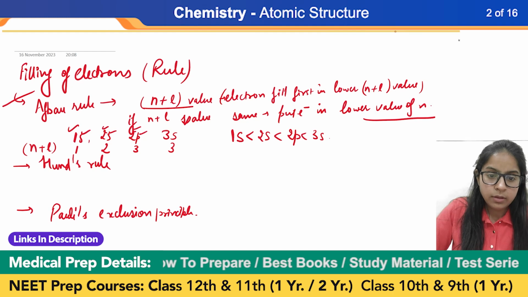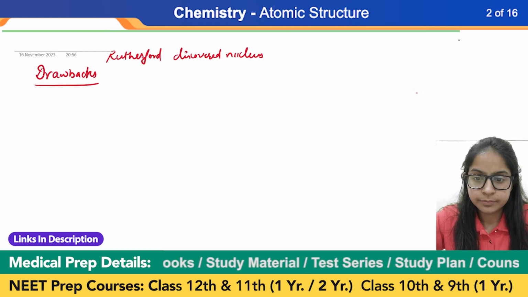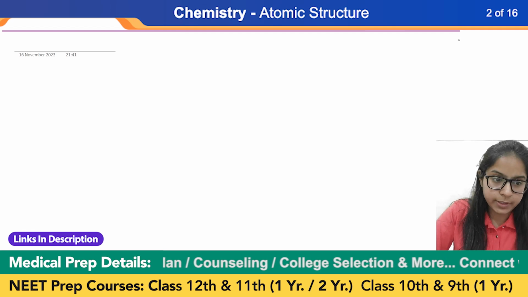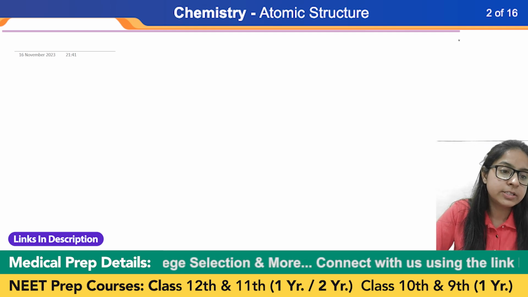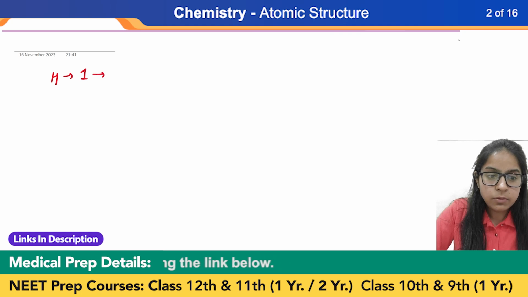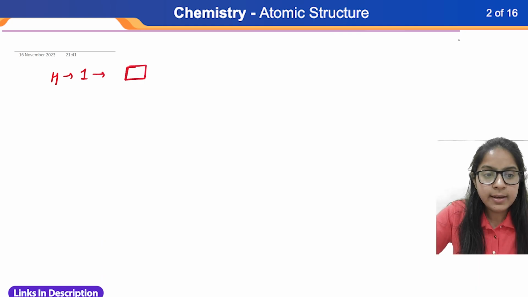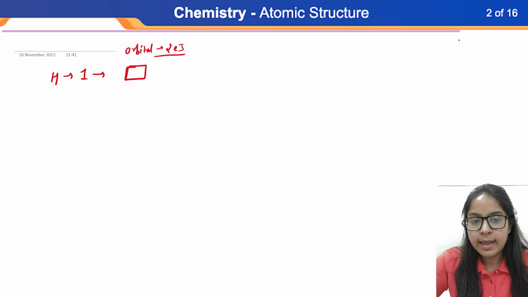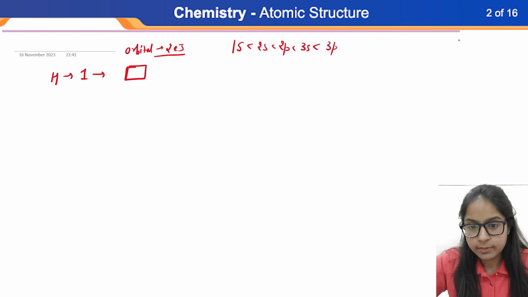Now we are going to start the filling of orbitals. After that I'll explain Hund's rule and Pauli's exclusion principle with that. Suppose I have hydrogen, its atomic number is 1. Remember that in an orbital you can put only 2 electrons. The energy order is 1s, then 2s, then 2p, then 3s, then 3p. Try to do it on your own. For 3p, 3 plus 1 means 4. This is greater than 3s, so 3p has greater energy than 3s, and then comes 3d.